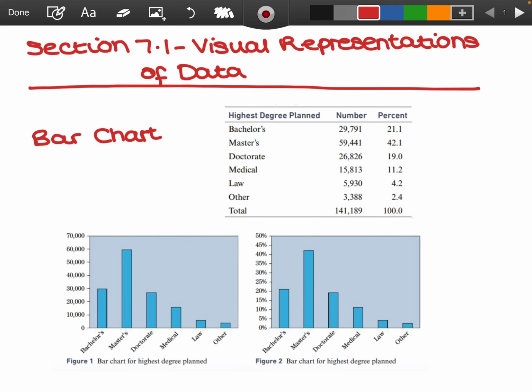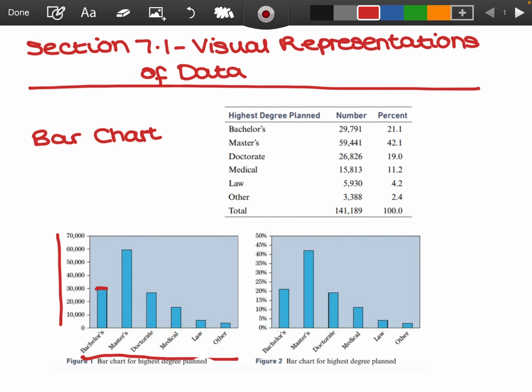First thing is we're going to look at different ways of representing this using a bar chart. So here is each of the degrees that people plan to take, and this is the number of people that plan to take each of those degrees. You'll see on the x-axis we have each of the degrees, and on the y-axis we have the number of people that plan to take that, and then you just draw a bar for each one. So the bachelor's degree, we go up to 29,791, which is just below that 30,000 mark.